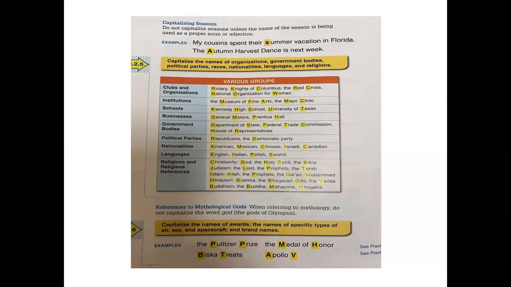And now there are other groups that we capitalize. For example, clubs and organizations, institutions, schools, businesses, government bodies, political parties, nationalities. Languages, we capitalize languages whenever we write them. Religions and religious references. For example, all the religions and religious references will be capitalized. All right? You can see the examples.